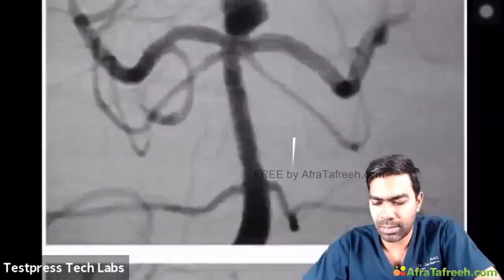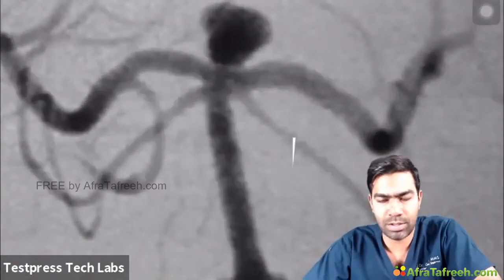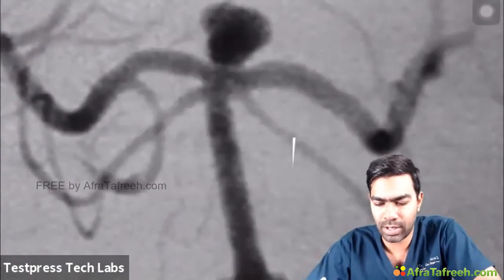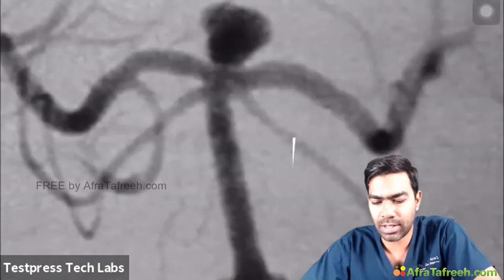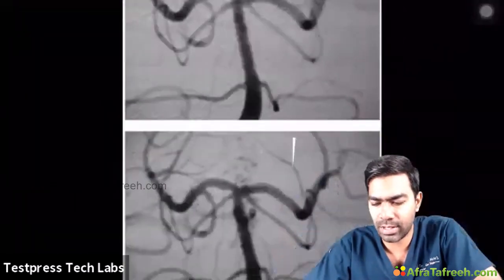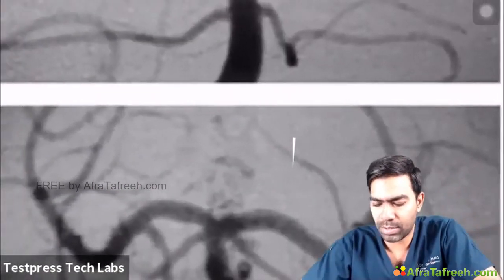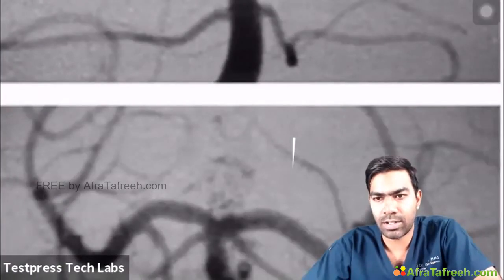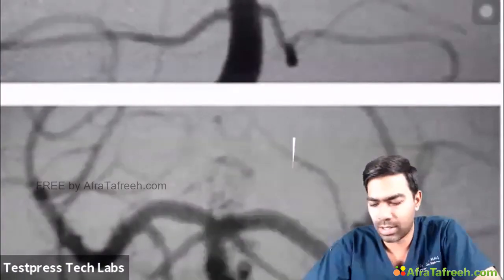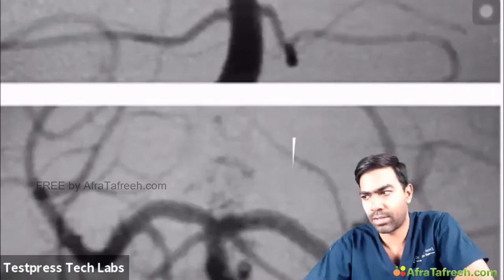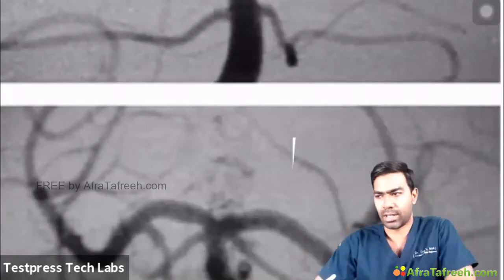And this is an example of a basilar top aneurysm before the coiling. The aneurysm, you can see the contrast is filling very nicely, but you can see the same aneurysm after the coiling. The contrast is not filling at all in that area. That is a successful coiling. That's what it means there.